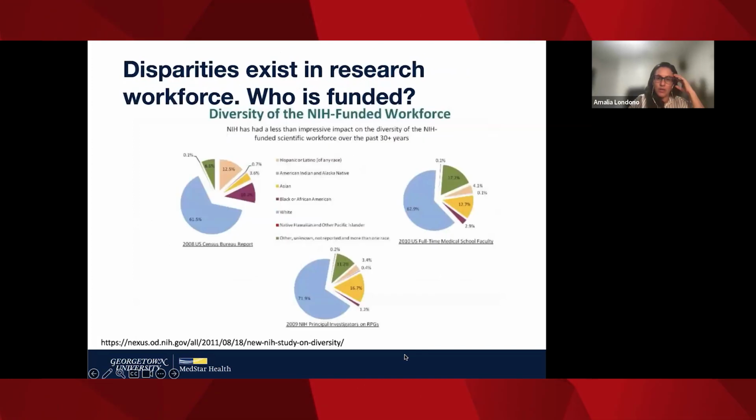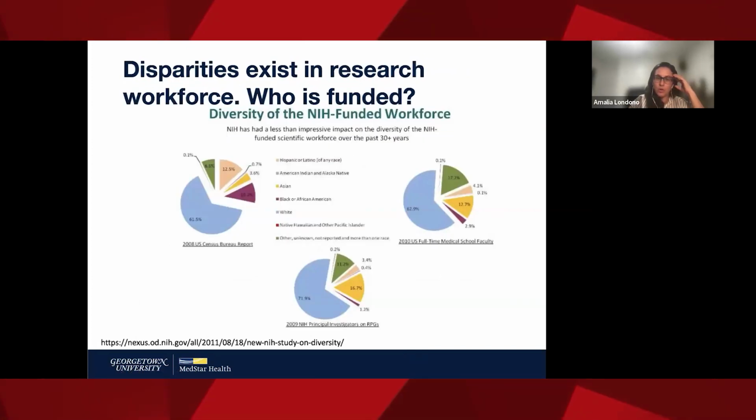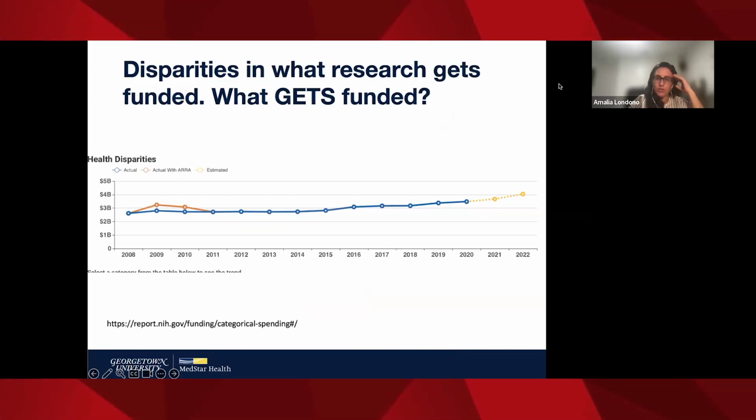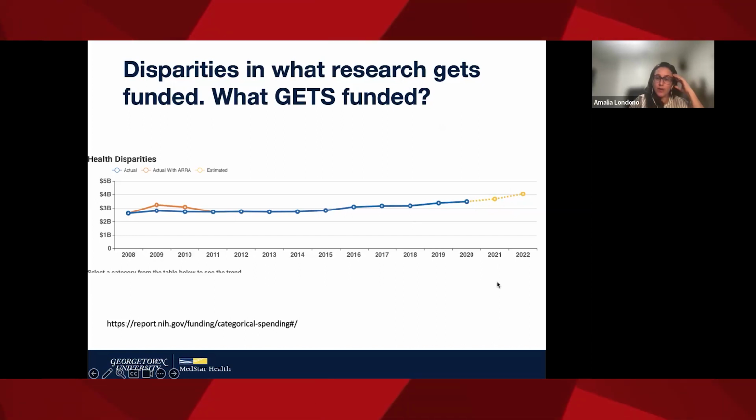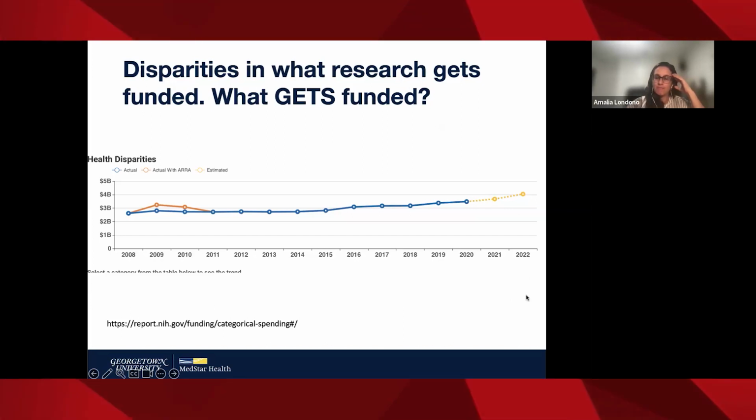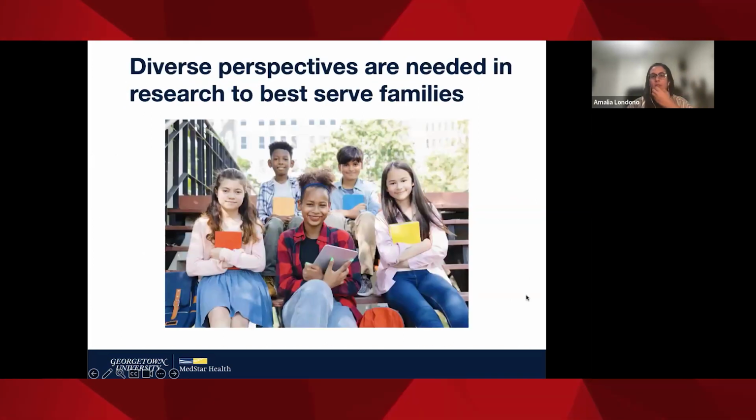And if we look more carefully at who is doing research, there are huge disparities in the workforce, and who is getting funded for research. And there are also huge disparities in what gets funded. Here is health disparities research and what gets funded. It's quite low, even though it has gone slightly up comparatively to other types of research. Really, there are disparities there as well.